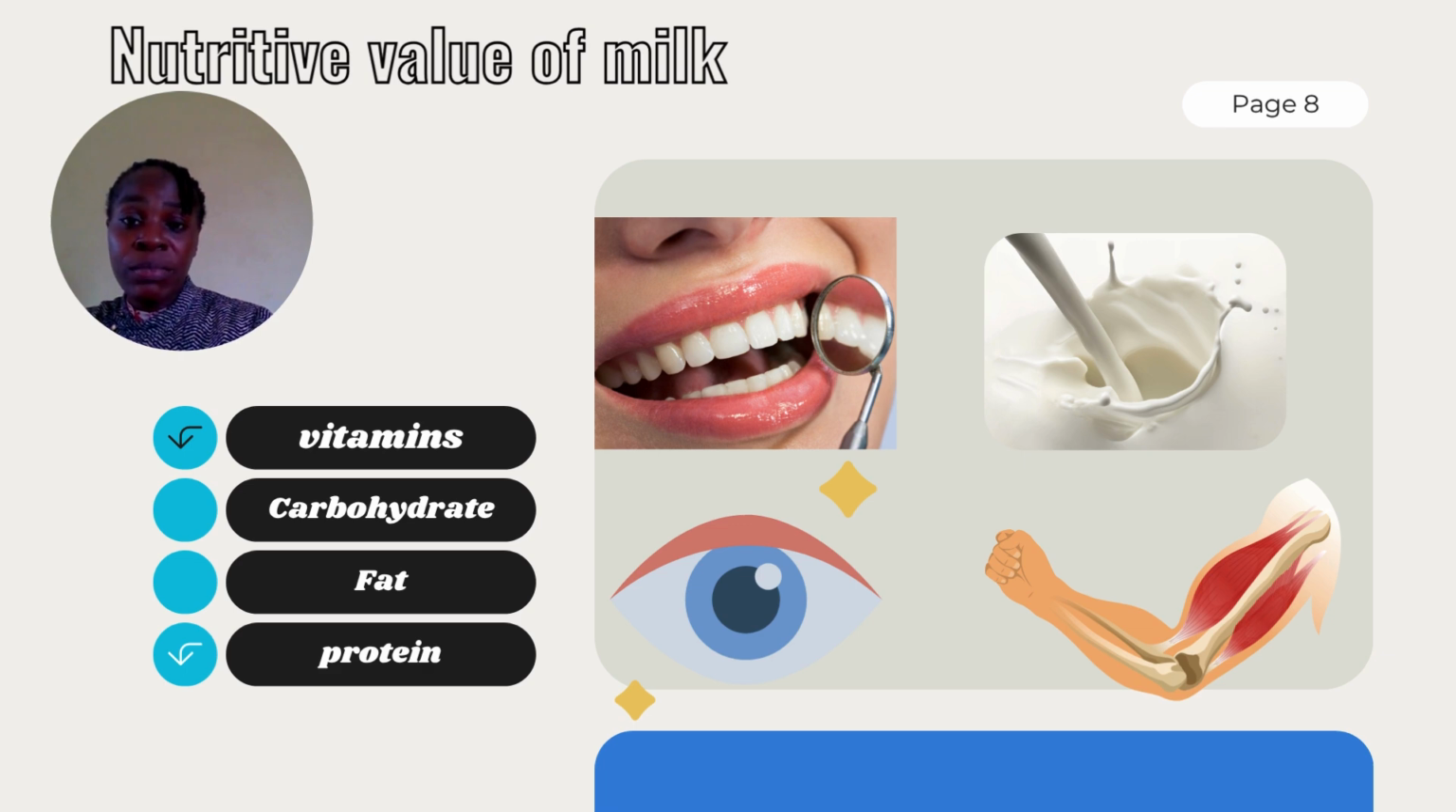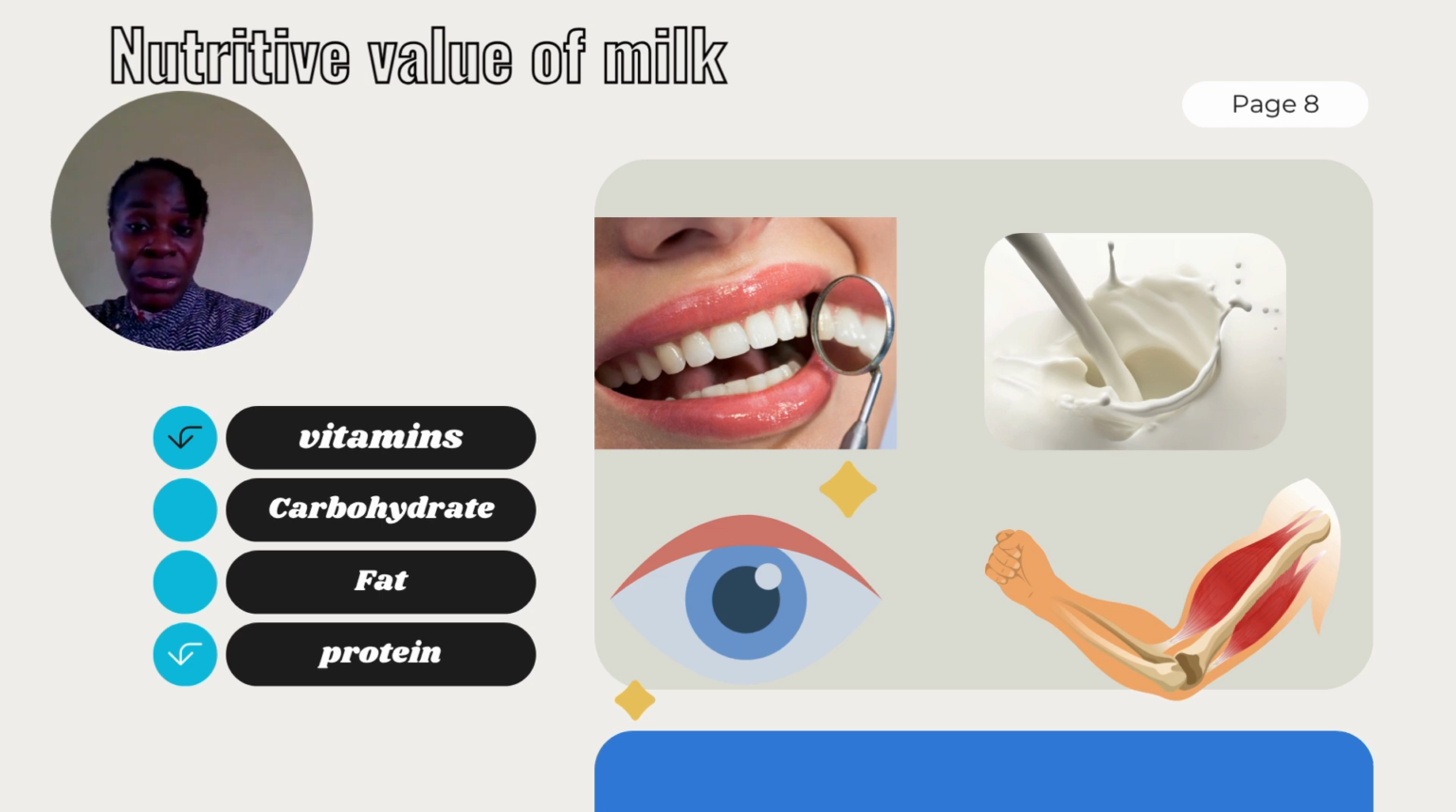Milk is also rich in carbohydrates, and that's for energy. Milk helps children and adults alike with energy. It builds their energy. And then for fat, milk contains fat. Yes, it is a good source of fat. And then milk contains protein. Yes, milk is rich in protein.